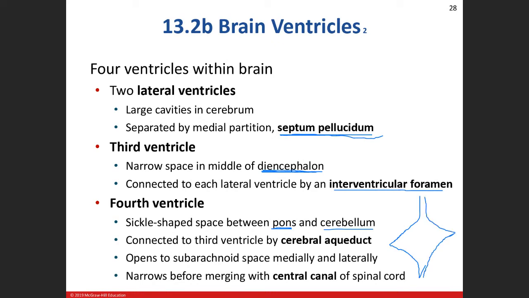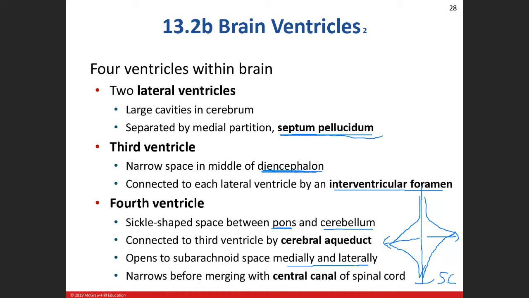The 3rd ventricle is connected to the 4th ventricle by the cerebral aqueduct, this long tube-like structure. So the cerebral spinal fluid flows down into here. If it keeps going down, it's eventually going to wind up in the spinal cord. But it also has another choice: it can flow out to the sides. If it goes out medially and laterally, it will circulate around the circumference of the brain, and we'll talk about that later. But if we keep going inferiorly, that takes us down to the spinal cord.